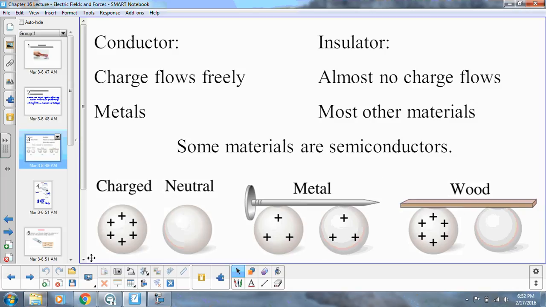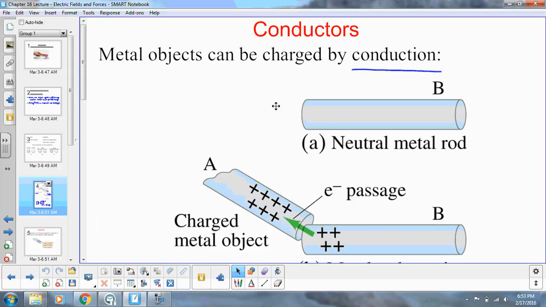So if I have one charged object and one neutral object, and I connect them with a conductor, then the charge will separate between the two. It will travel through the conductor and spread out. If I attach them with an insulator, the charge will stay on the charged sphere. So we can charge objects in different ways.